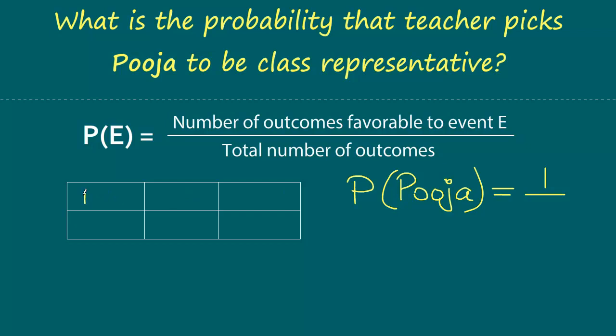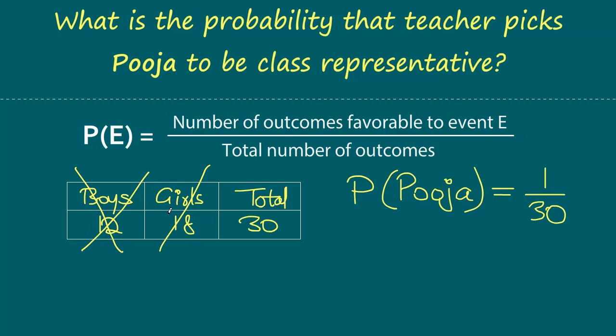All of the information again will be the same as before. So we have 12 boys, 18 girls, and we know there are a total of 30 students, but the event is Pooja being picked. There is only one Pooja, so one favorable outcome divided by the total of 30 outcomes. So our probability of Pooja being picked as class representative is 1 divided by 30. It doesn't matter what the name here is. If I were to give you any other name, it will be the same probability, 1 over 30. So in this case, it really does not matter how many boys or how many girls are there. So this is how we solve these types of questions.